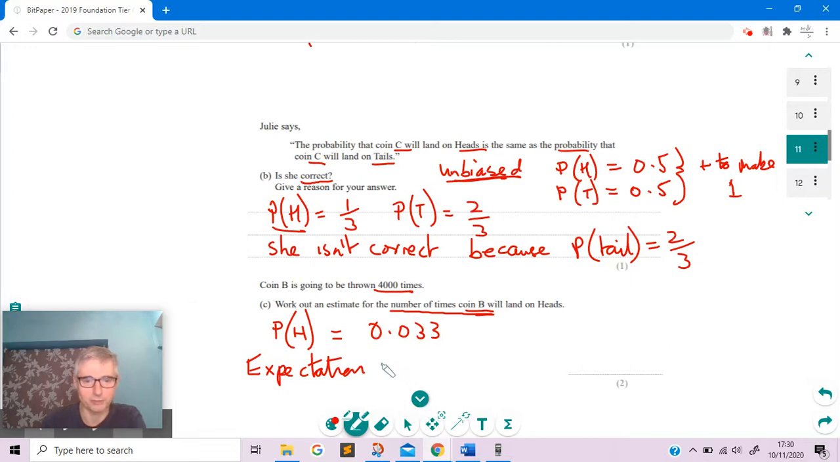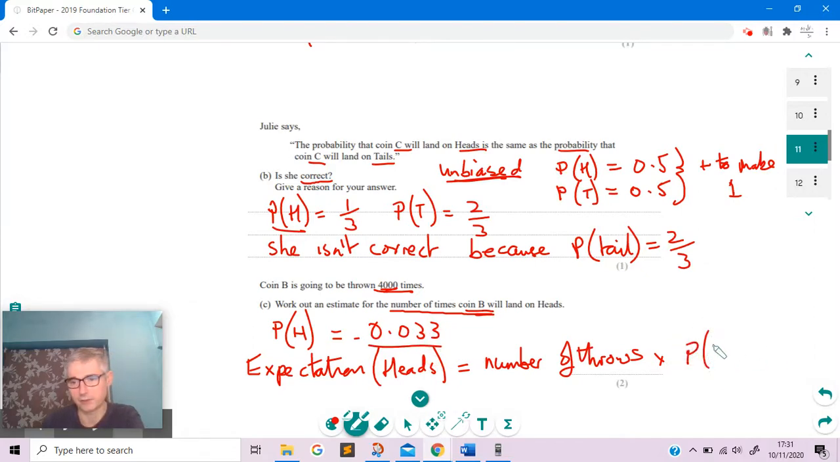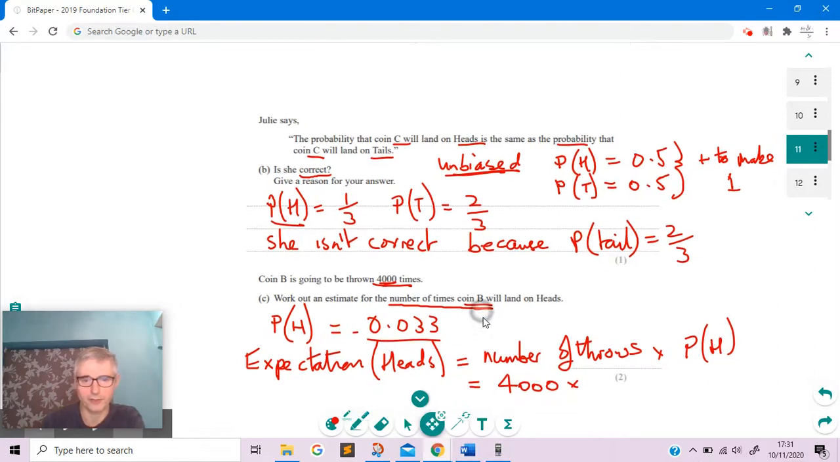So the expectation for the number of heads, I might write it like this, expectation for the number of heads is actually the number of throws, and then we times that by the probability of getting a head. So times by the probability of a head. And so that would be 4,000, because that's the number of throws, times by the probability that we did get a head. And I'm going to do this on the calculator.